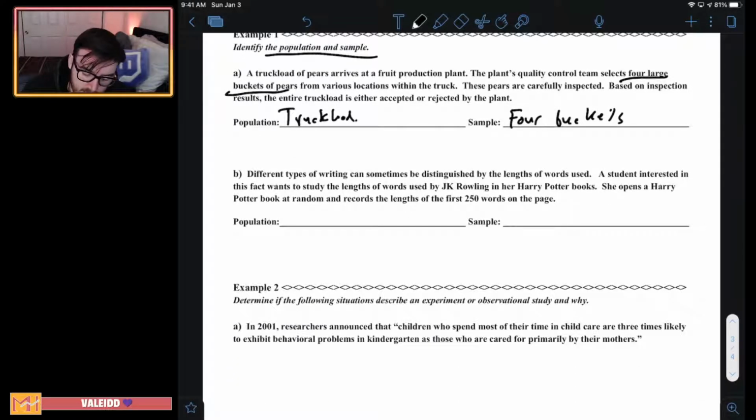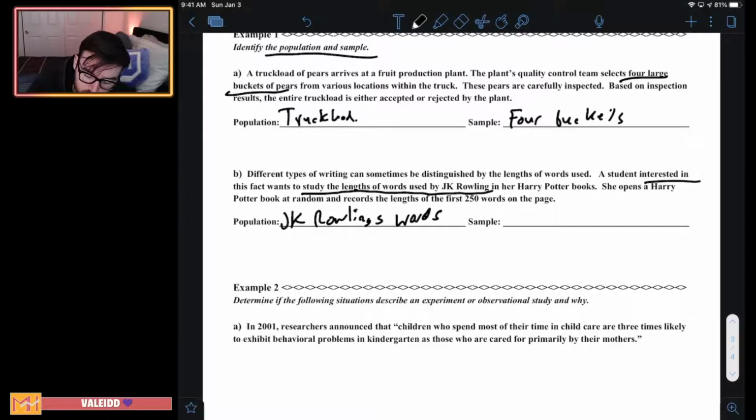Sample, population. Different types of writing can sometimes be distinguished by the lengths of words used. A student interested in this fact wants to study the lengths of words used by J.K. Rowling in her Harry Potter books. She opens a Harry Potter book at random and records the lengths of the first 250 words. So a student is interested in this fact and wants to study the lengths of words used by J.K. Rowling. So the population is J.K. Rowling's words, right? She's written a lot of words in a lot of books.